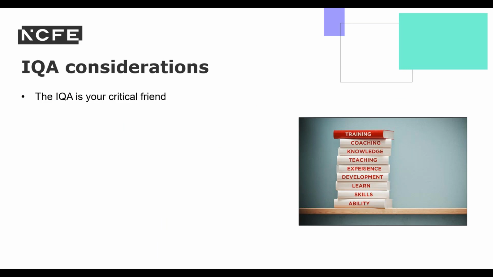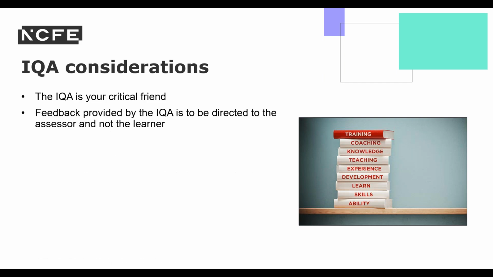Thanks, Kelly. I think the important thing to remember when you're thinking about your internal quality assurer is that they are your critical friend. Their role is to support and offer advice and guidance to you, the assessor. Feedback provided by the IQA should always be directed to the assessor and not the learner, as the feedback is on the assessment decisions and the assessment process.